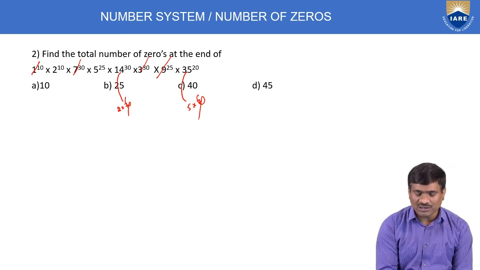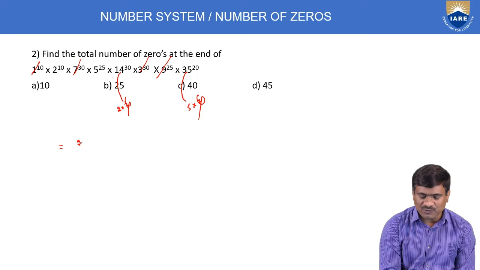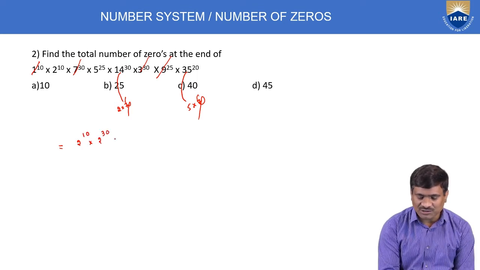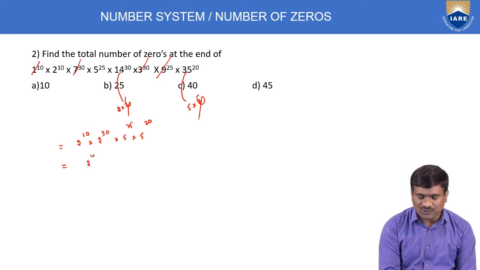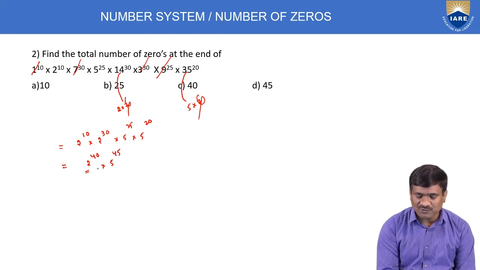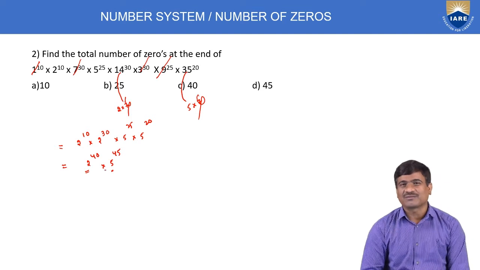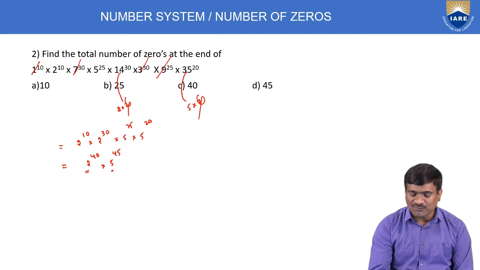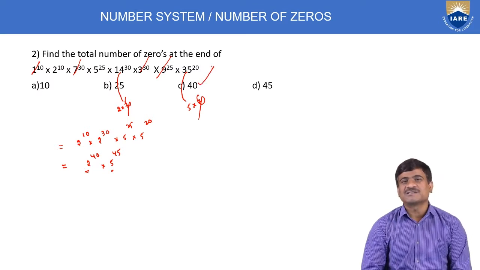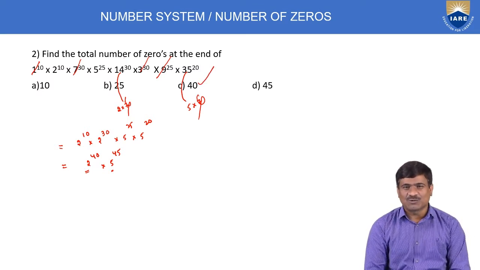Next, count the total number of 2's: 2 to the power of 10, and 2 to the power of 30. Next, the number of 5's: 5 to the power of 25, and 5 to the power of 20. The number of 2's is 10 plus 30, 40. The number of 5's is 25 plus 20, 45. Number of 2's 40, number of 5's 45. Number of zeros is the lowest power of 2 and 5. Here 40 and 45, the lowest power is 40. Option C is the only correct one.